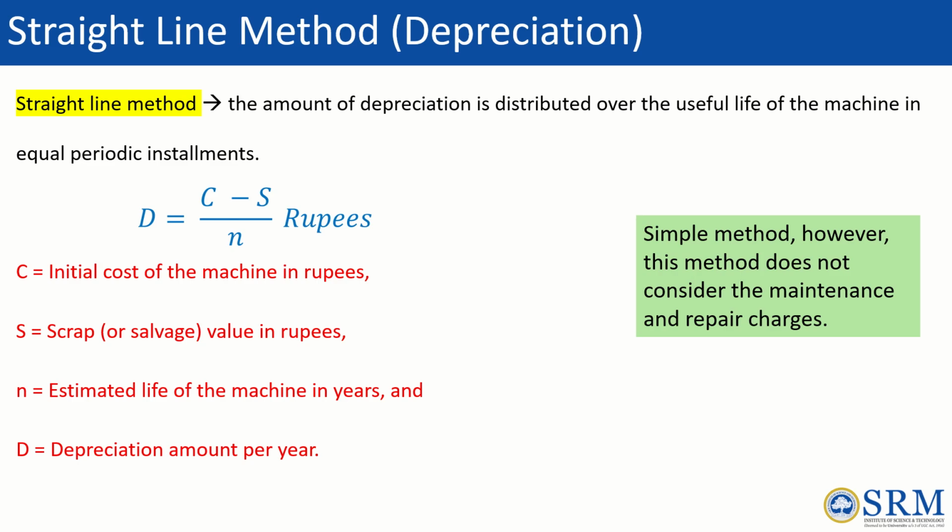We'll start with the most straightforward approach, the straight line method. Under this model, the total depreciation value is distributed equally across the useful working life of the machine in identical periodic installments. To calculate the annual depreciation amount, we use the formula D = (C - S) / N rupees. Here C is the initial cost of the machine in rupees, S is the scrap or salvage value in rupees, N is the estimated life of the machine in years, and D is the depreciation amount per year.